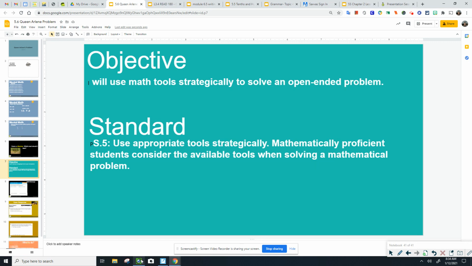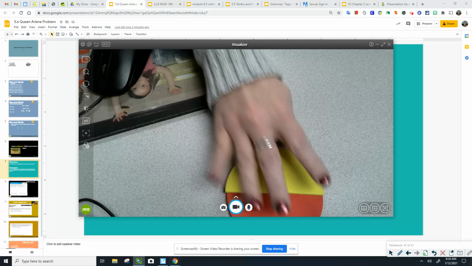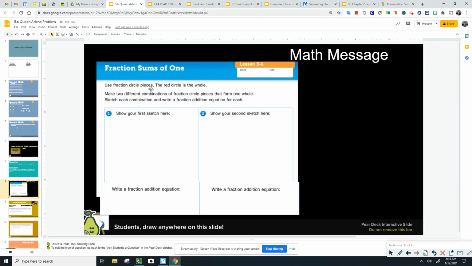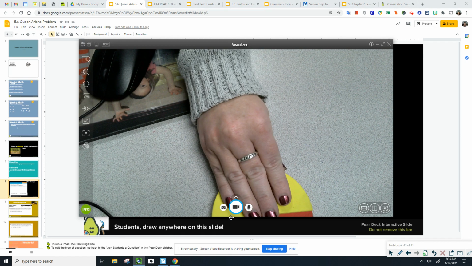So I'm going to come back over here to our camera and I want to show you. On this problem right here, it says use fraction circle pieces. Know that the red circle is the whole. That's your one piece that you're dividing up. And it asks you to make two different combinations of fraction circle pieces that form one whole. It asks you to then sketch your combination and to write the fraction addition equation. So I'm going to show you over here.